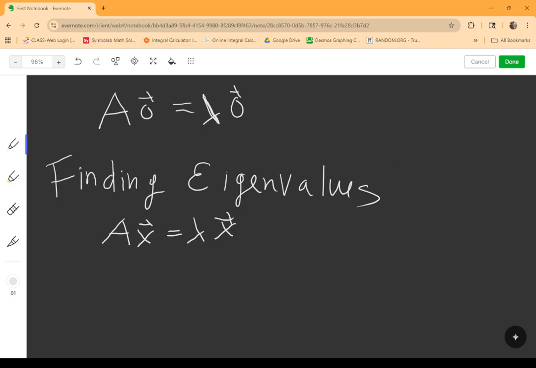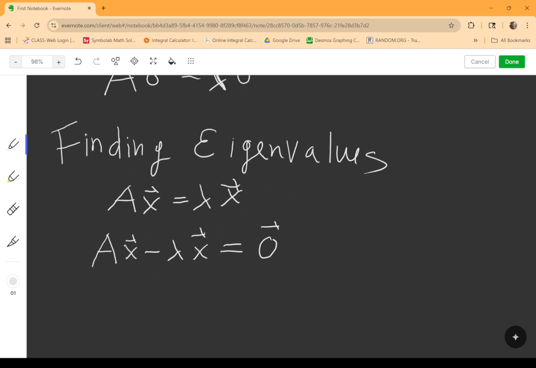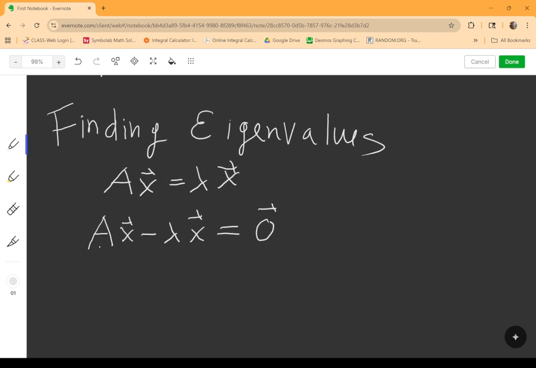Since it's an equation, I'll do some algebra. I'll bring the lambda x over to the other side. So Ax minus lambda x, keeping in mind what operations I did. When I subtract, I don't get 0, I get the 0 vector. All these operations are valid, so I have to make sure what I place in there is valid in terms of proper operations.